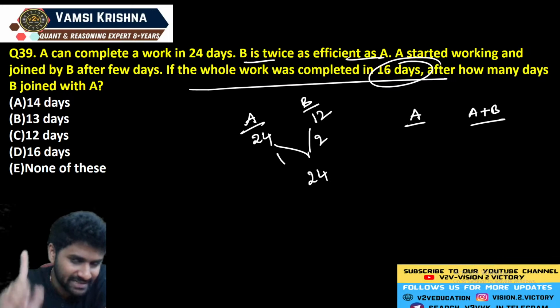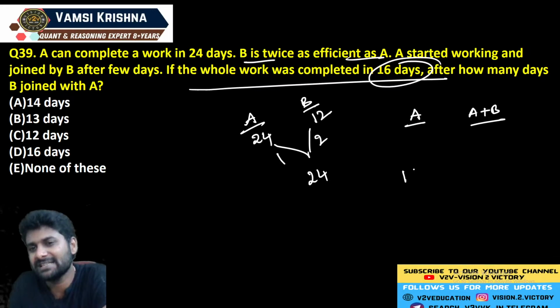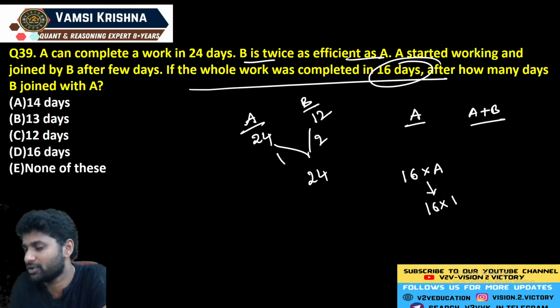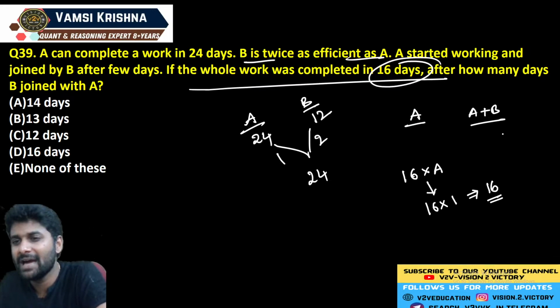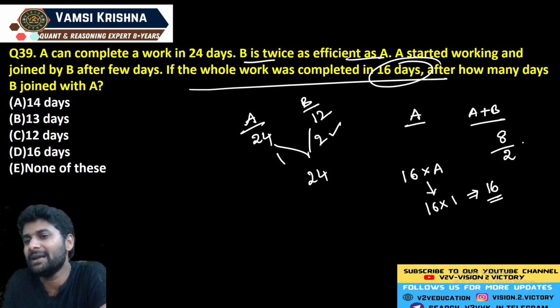Guys, try to understand the information in this way. Whole work is completed in 16 days means in 16 days A is working. If A is working 16 days, what is A's contribution? 1 unit per day. Out of 24 units, 16 units done by A. So what about the remaining? Remaining 8 units done by B itself. So you already know the efficiency of B. B can do 2 units per day. To complete 8 units, it takes only 4 days.